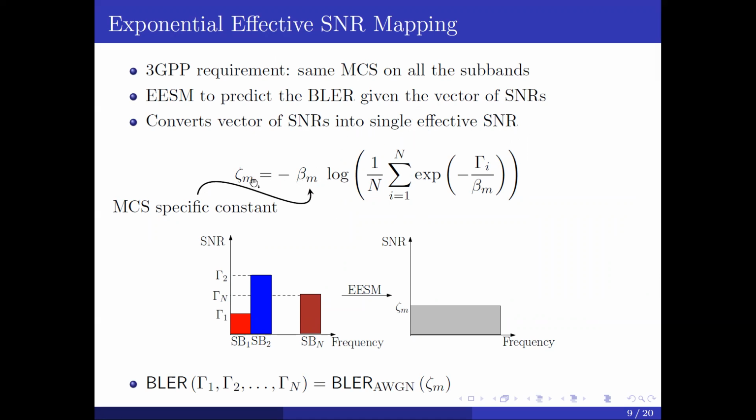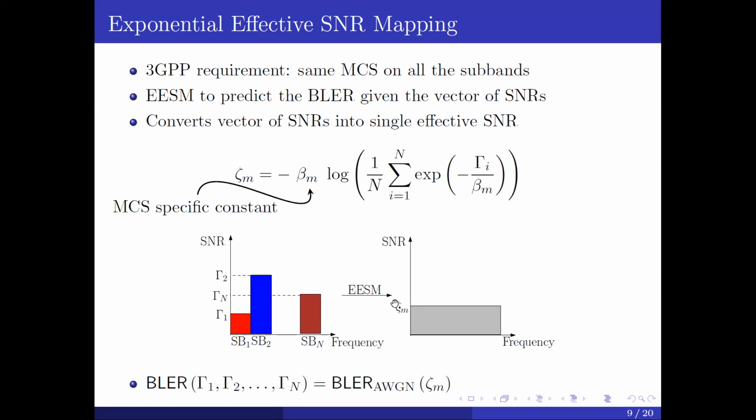It is given by this formula, beta_m times logarithm of 1/N summation from 1 to N of exponential of minus gamma_i by beta_m, where gamma_i is the SNR of the ith subband and beta_m is an MCS specific constant. We can see ESM is converting a vector of SNRs, with different subbands having different SNRs, into a scalar value.